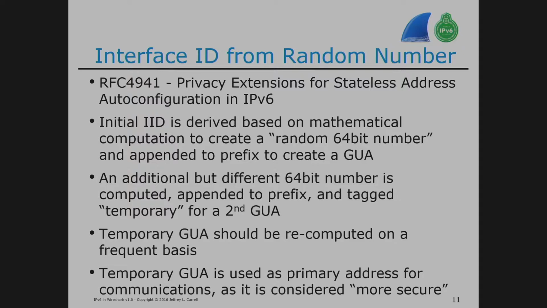Most client OSs that work with the random number also allow you to turn off the temporary address function. Microsoft Server 2008 and above does not use the temporary generation, but it uses the random number. It has the temporary shut off so that it won't change. Okay? So the temporary address, if available, is the most preferred V6 address.